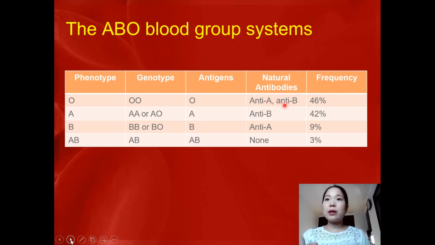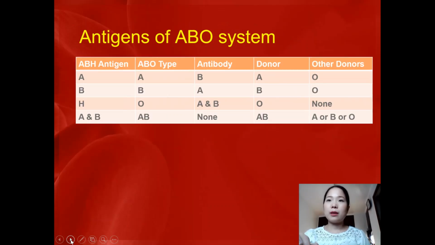The naturally occurring antibodies that are seen in the plasma of the blood type O will be your anti-A and anti-B. For the blood type A would be anti-B antibodies, and for the blood type B would be anti-A antibodies. For the blood type AB, we do not have any naturally occurring antibodies. So this is the antigen of the ABO system.